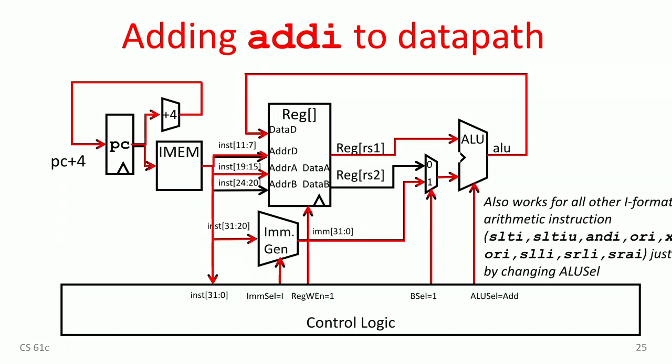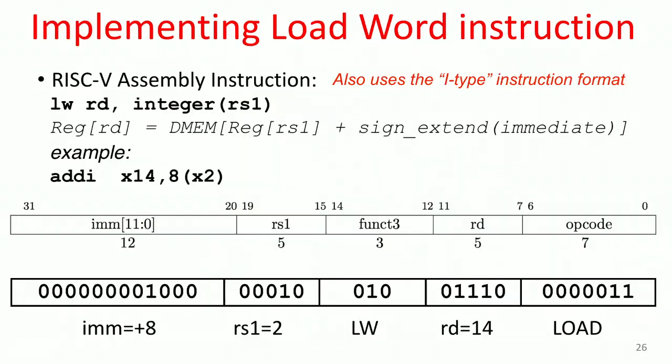So that's the arithmetic and logical immediate instructions. We're going to talk about implementing the load word instruction. This is the instruction that moves a word of data from the data memory into the register file. So the assembly language instruction shown here says load word into a register specified by RD, some integer offset plus the value in RS1.